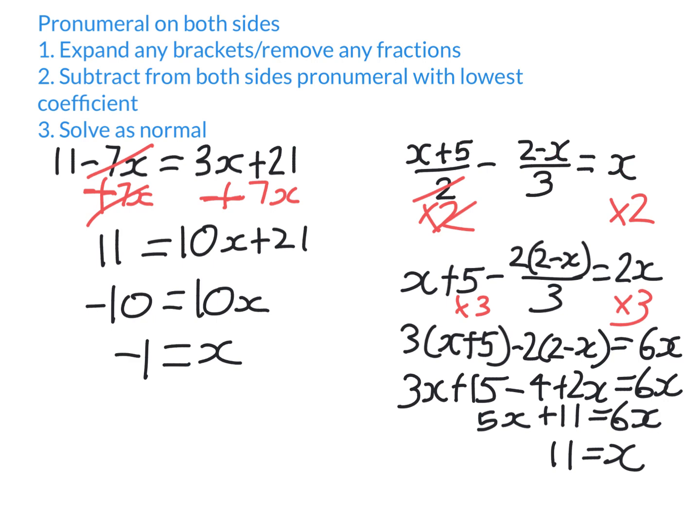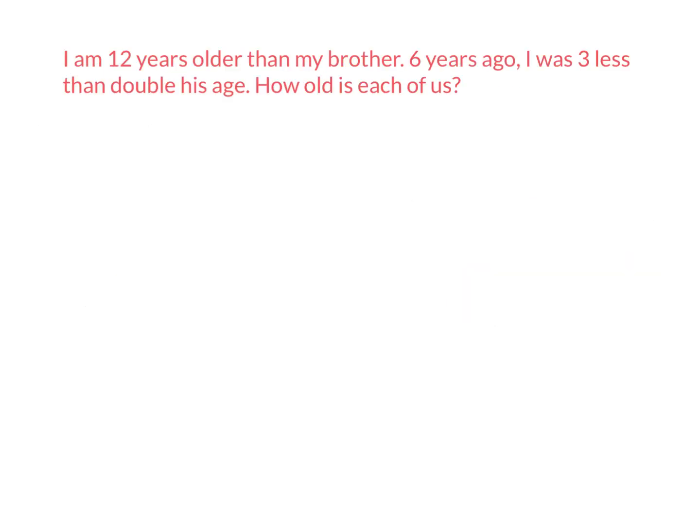All right, let's now look at a worded problem. So I'm 12 years older than my brother. 6 years ago, I was 3 less than double his age. How old is each of us? So we're going to use equations to solve this.